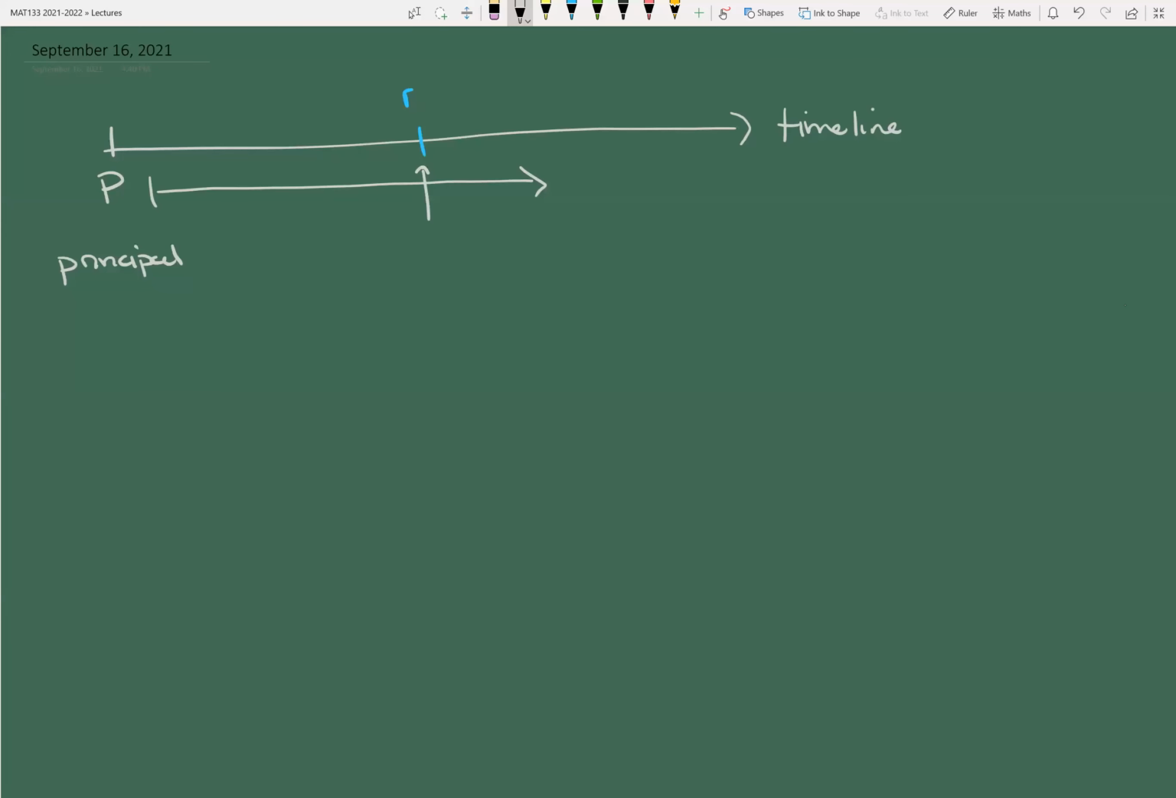So if you take a principal, you push it forward in time, and you pass a compounding event with an interest rate R, then you pick up a factor of 1 plus R. And that's it. If you understand this concept, you are golden. You pass through a compounding event, interest rate R, you pick up a factor of 1 plus R.